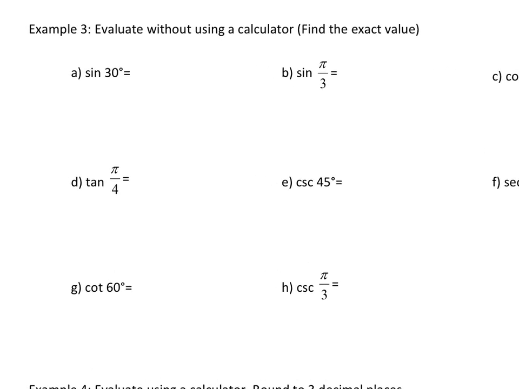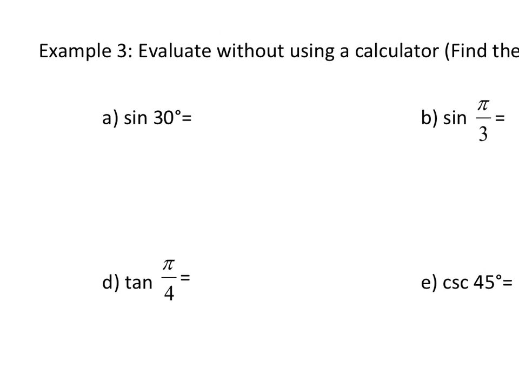So if we were finding sine of 30 on your hand, which finger would you put down? Ring finger. Sine is below. So how many fingers below? 1. Square root of 1 is 1. We divide that by 2. So sine of 30 is 1/2.